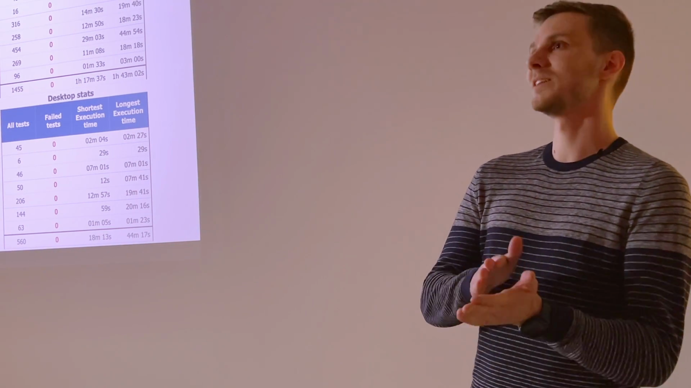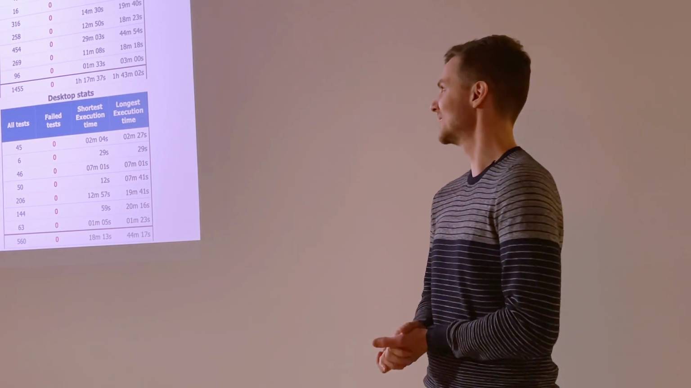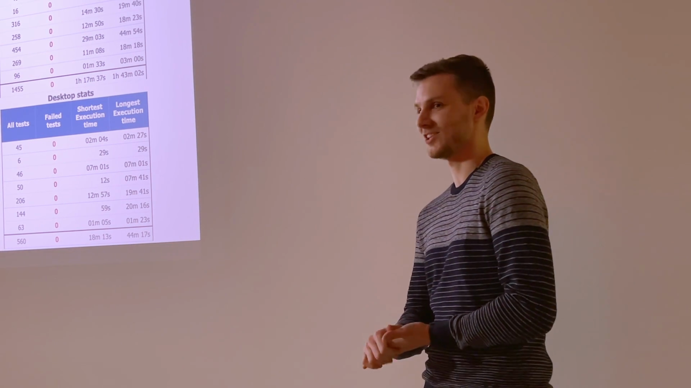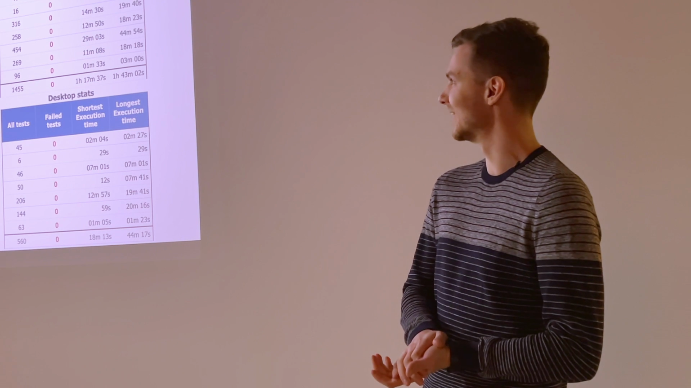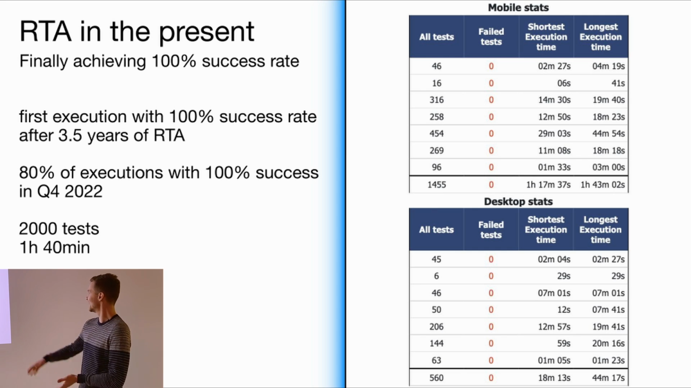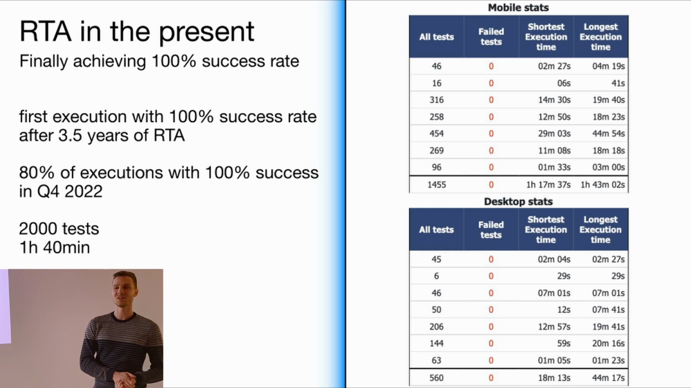Then the 14th of June happened, and a miracle. After more than 3.5 years of developing RTA, we had the first execution with 0 fails. From the report, all zeros, it looked nice. This happened again a few times in the summer, so I think we had, I don't know, 10 executions without any fail in the summer, and in the last 2 months we have 4 out of 5 executions which are completely successful without any fail.